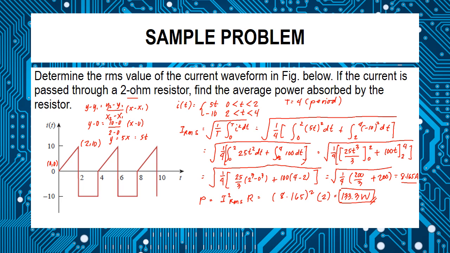And so the power absorbed by the 2 ohm resistor is equal to I squared RMS times R. So I is equal to 8.165 squared, and our R is 2 as stated in our problem. So this will be 133.3 watts.